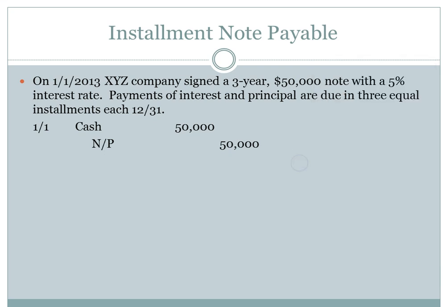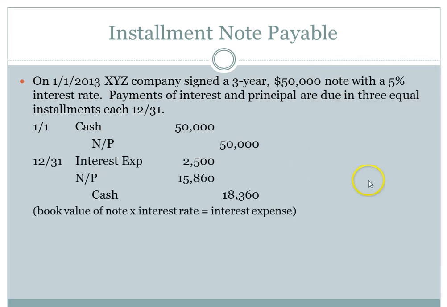And so my journal entry on December 31st is to debit interest expense for $2,500, debit notes payable for $15,860, and then credit cash for the $18,360. So the $18,360 is what I calculated first. That is based on the discounting of the cash flows.